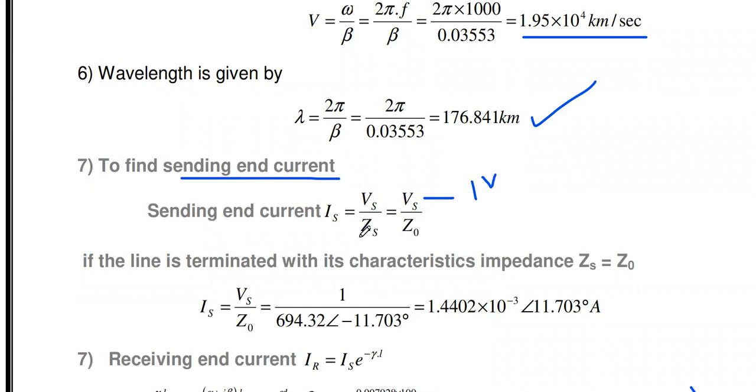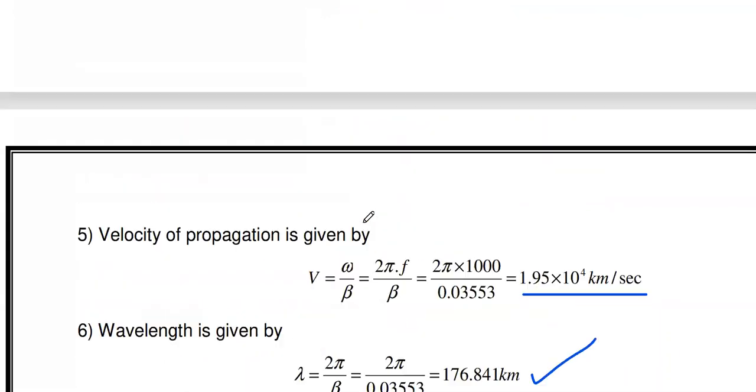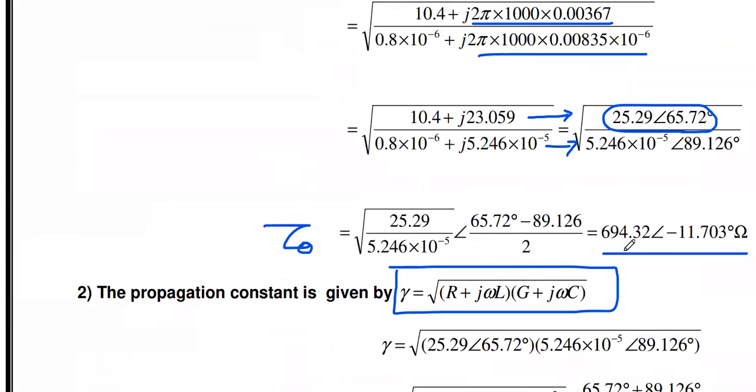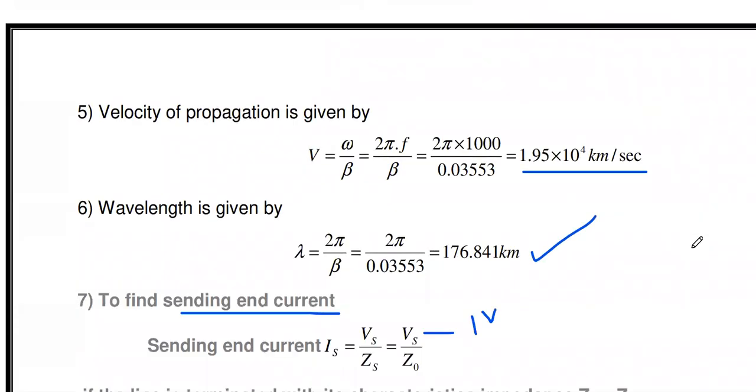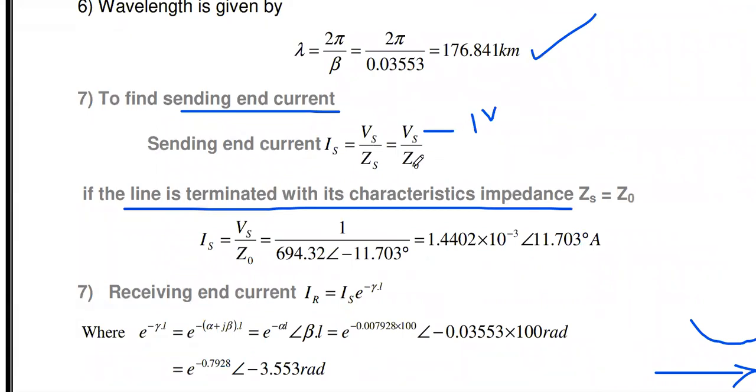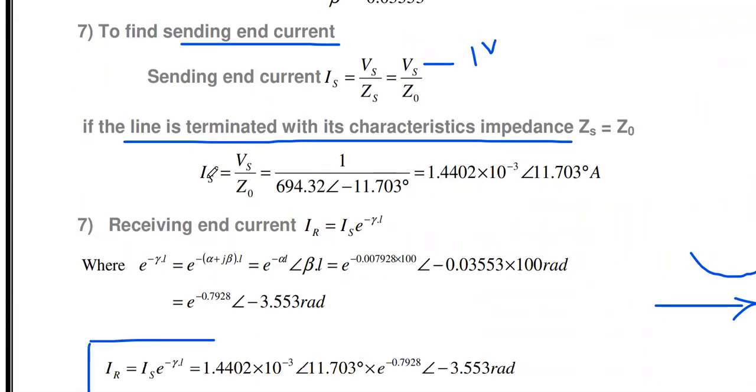And what is Zs? Zs is the input impedance measured in the transmission line. Here we are assuming the transmission line is terminated with its characteristic impedance, which means the input impedance is equal to the characteristic impedance. So instead of Zs we may put Z0. Already we derived the Z0 value in our problem. What is the Z0? 694.32 with this angle. So you substitute the Vs value and Z0 value here, to calculate Is.